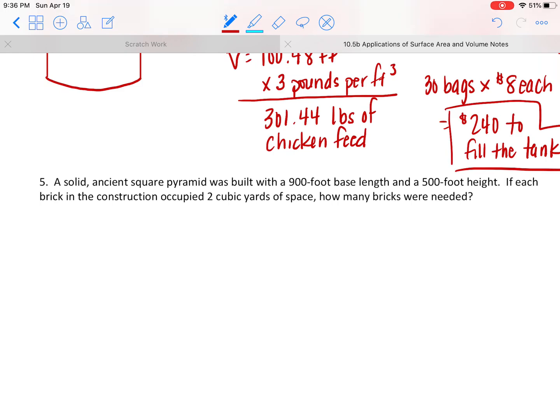We have a solid ancient square pyramid built with a 900-foot base length and a 500-foot height. If each brick in the construction occupied 2 cubic yards of space, how many bricks were needed to build this square pyramid? So square pyramid's a little harder to draw.